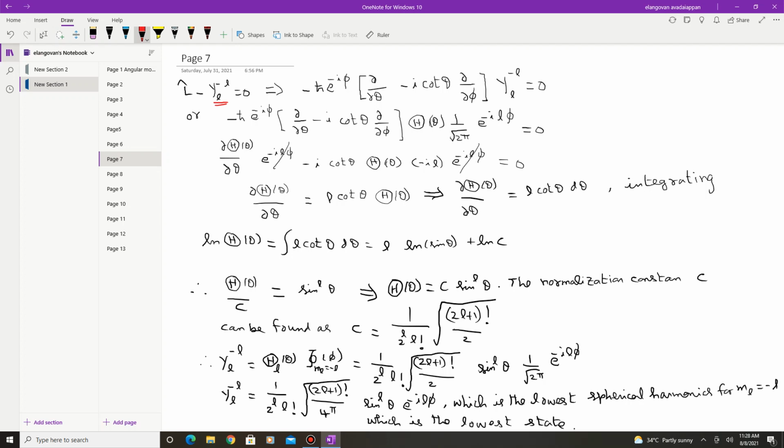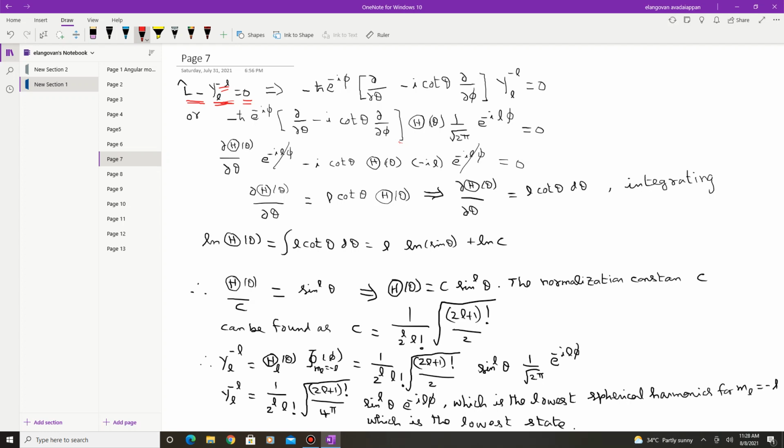Y_l^{-l}, and this is the lowest value, and you are operating the lowering operator L minus on the lowest state. This is already the lowest, so you cannot lower the state further. If the L minus operator operates on the lowermost state, the result will be 0. So the angular momentum lowering operator L minus operating on the lowest state is 0.